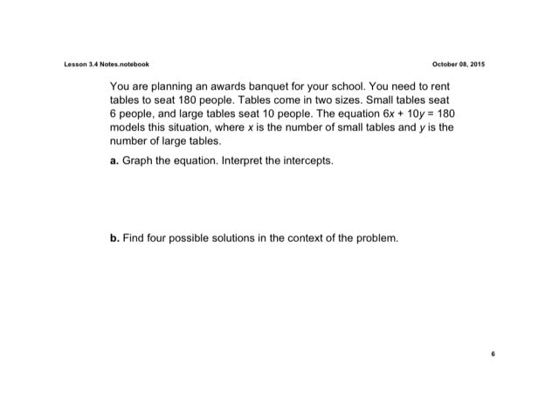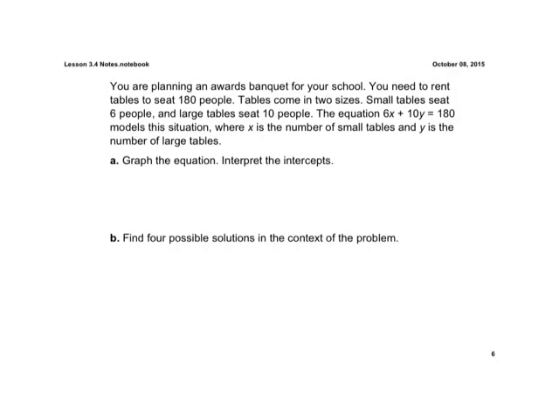Now, a little word problem here. We're planning an awards banquet for our school. We need to rent tables to seat 180 people. Tables come in two sizes. Small tables seat 6, large tables seat 10. The equation 6x plus 10y equals 180 is our equation. Remember, x is small tables, y is large tables.